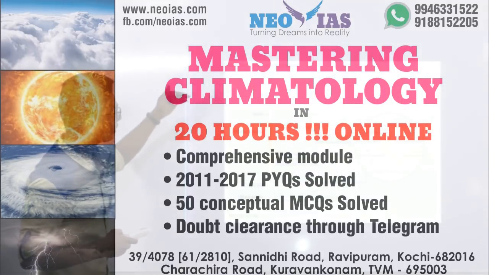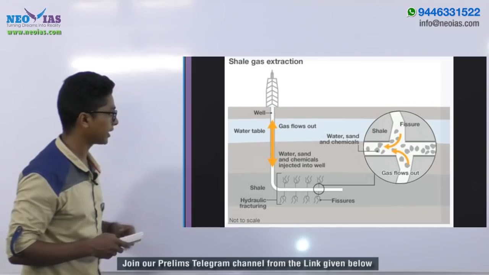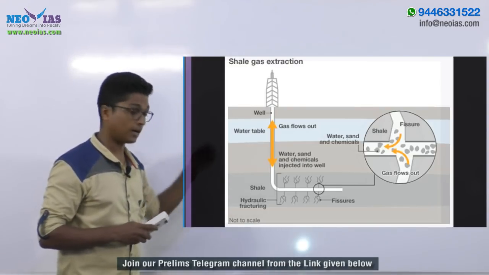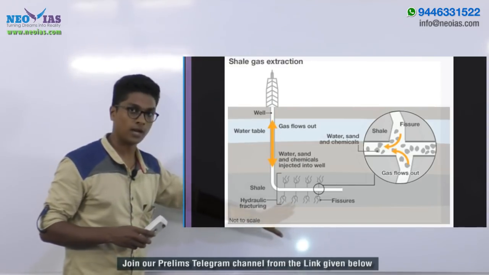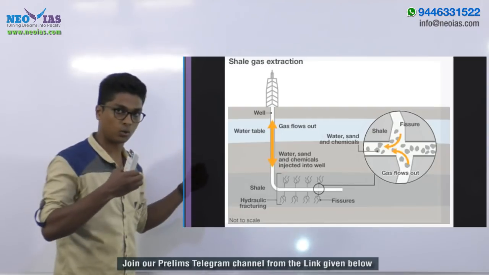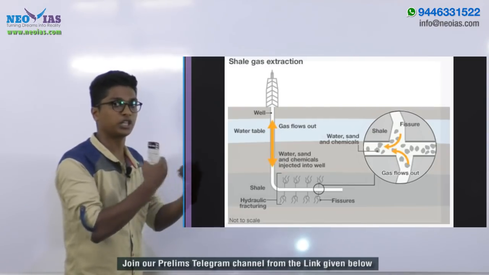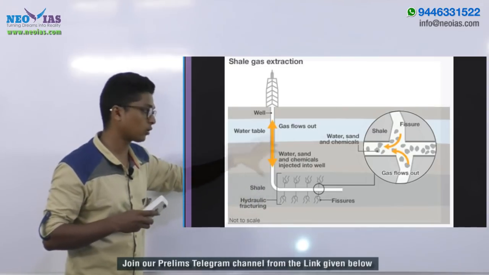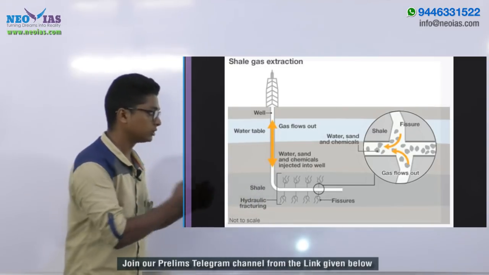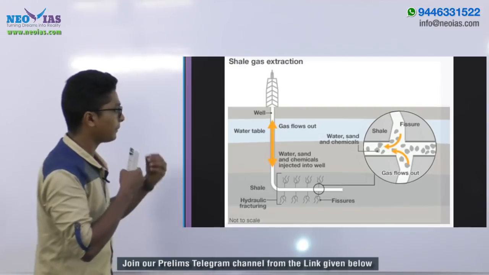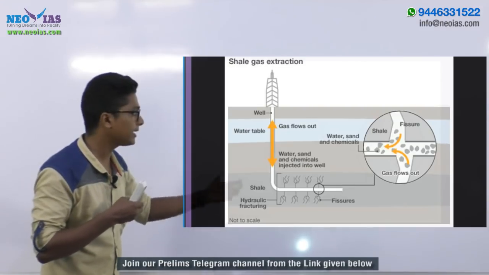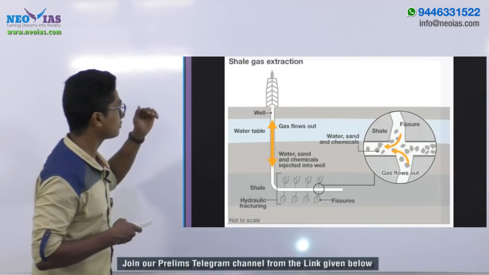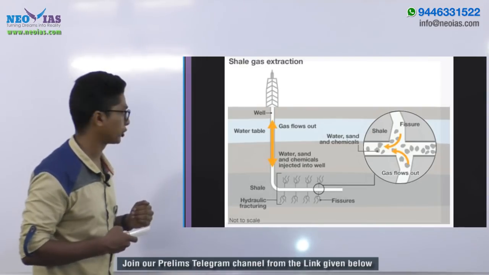So here is a diagram showing the shale gas extraction. We are directing this mixture of water at high pressure towards the shale rock, and this results in the fracturing of the rock, which in turn results in the release of the gas and oil the shale rock was actually holding. So this released gas and oil is extracted from the reservoirs. So that's what we mean by the fracking technology.